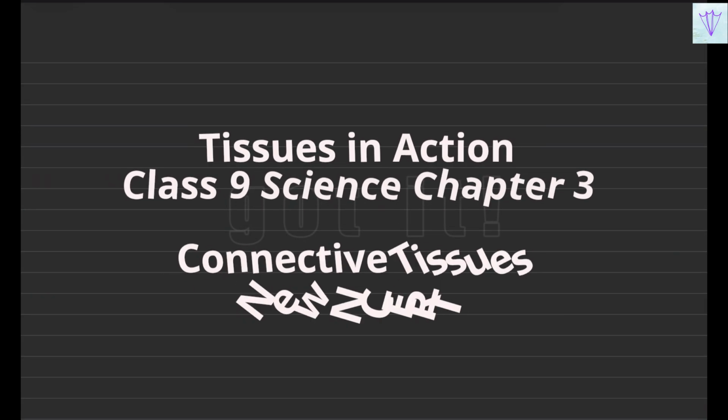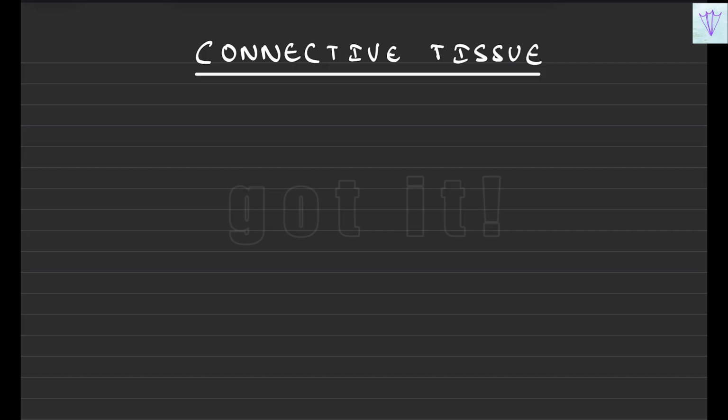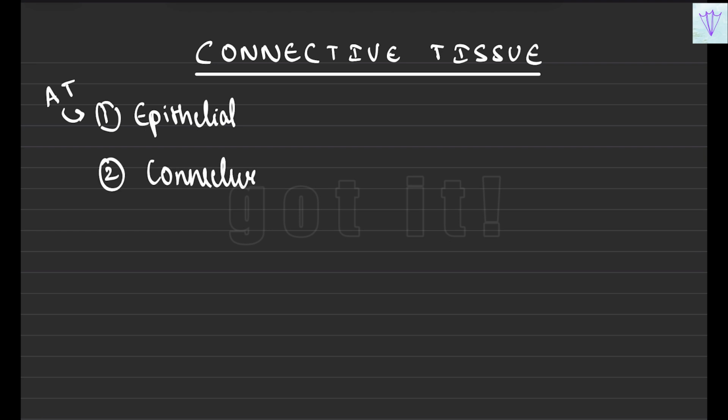In this video, we are going to deal with the connective tissue. We have already completed the quick revision of the parts on animal tissues and plant tissues of the chapter Tissues in Action. In the animal tissues part, the first one we covered was the epithelial tissues, and the second one we are starting now is the connective tissue. In this video we are going to complete the connective tissue in detail.